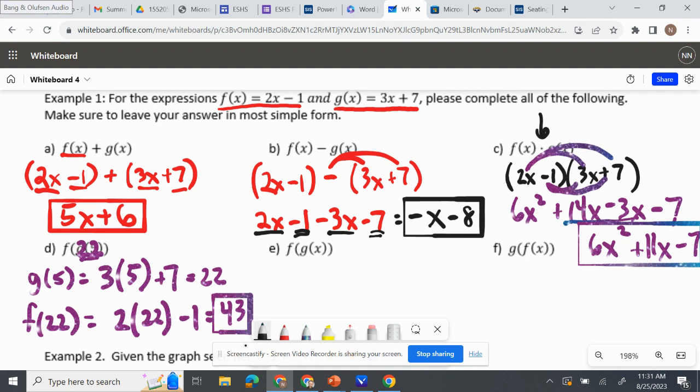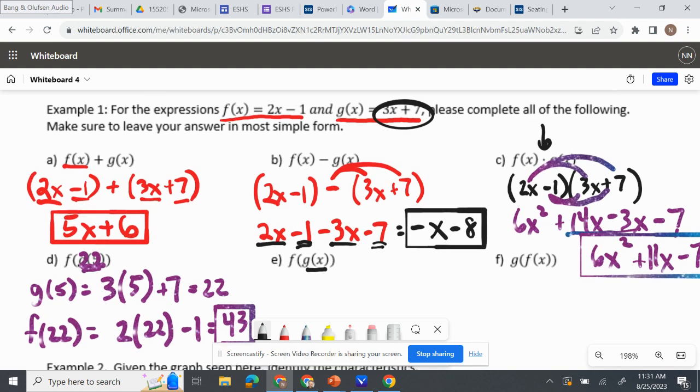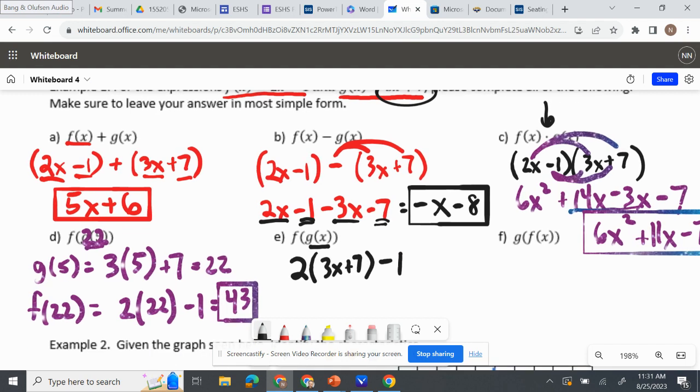Now for the next one, I have f of g of x. This time I don't have a number, so I'm going to take my g expression and plug it into my f expression. So when I plug it in, I'm going to plug it in for the x. So my f is 2, but instead of an x, I'm going to replace it with 3x plus 7. I'm going to distribute the 2. So I get 6x plus 14 minus 1, which is 6x plus 13.